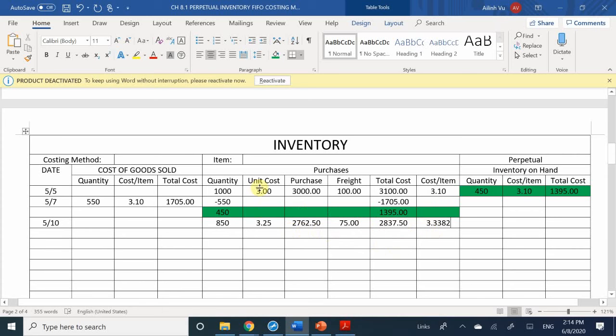Exactly. So here I have this right here and I'm going to indicate it right below it. So I know that this is batch number 1, and this is batch number 2. I have 850 items and it's going to cost me $3.3382 and it should give me a grand total of 2837.50.